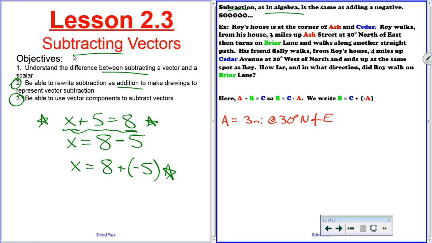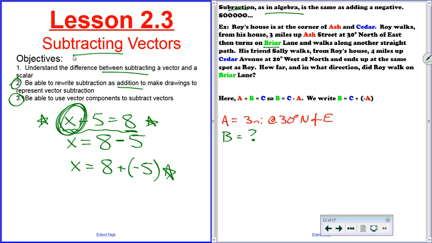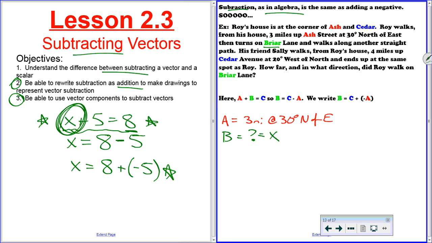Okay? Then he's going to turn and he's going to walk on Briar Lane. And he walks along another straight path, but it doesn't tell us how far he went, or even what direction he went. So vector B is this sort of unknown quantity, okay? And it kind of maps up with x in this example over here, right? This is the thing we don't know, okay?